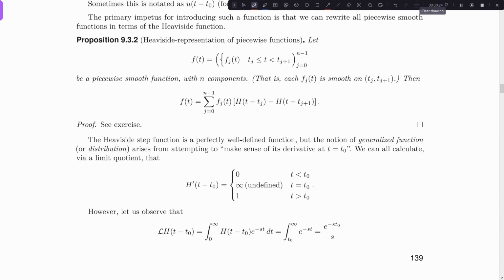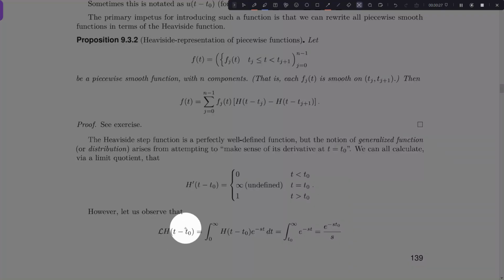So let's observe how we might take the Laplace transform of this Heaviside function. We'll just do this by definition. We just plug it into the Laplace transform. By definition, the Heaviside only turns on once you run into t0. And then you integrate e to the minus st from t0 to infinity, and you get the following result. You get e to the minus st0 divided by s.